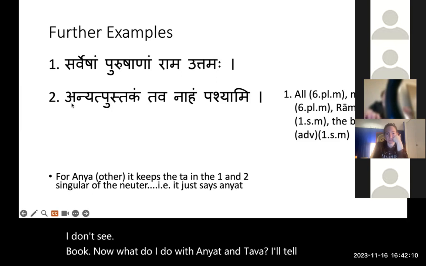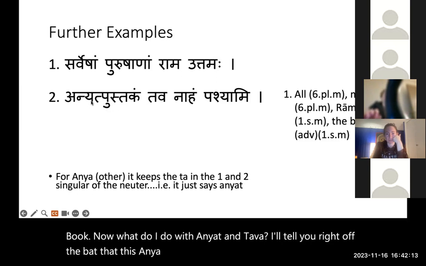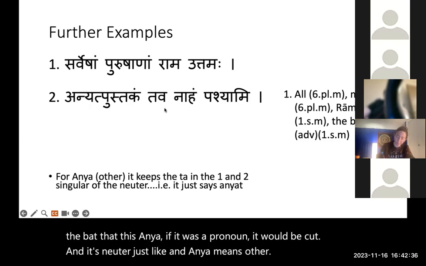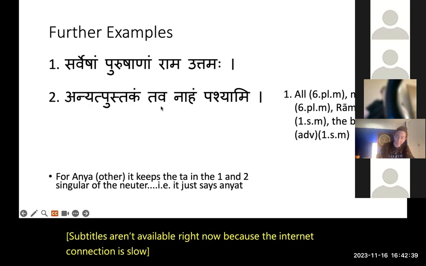I'll tell you right off the bat that this anyat, if it was a pronoun, it would be tut. And it's neuter, just like pustakam. And anya means other. Okay. So I don't see the other's book. The other book. Then we finally add this tava. What's tava? That's another personal pronoun. Tava. You got this. Like you? Yes, 100%. Okay. In the genitive.